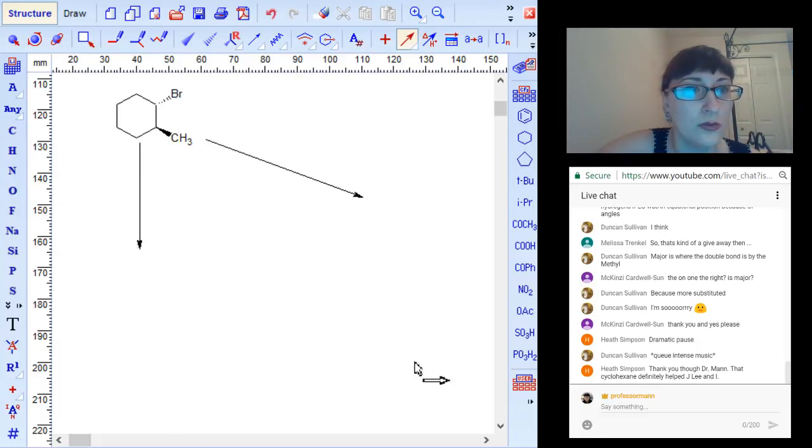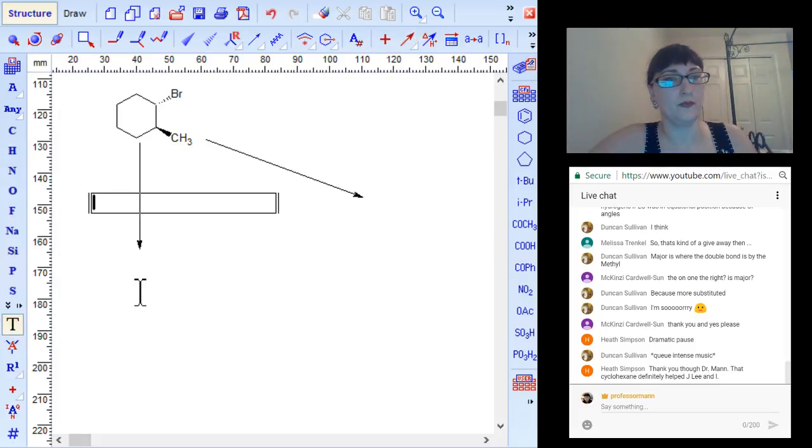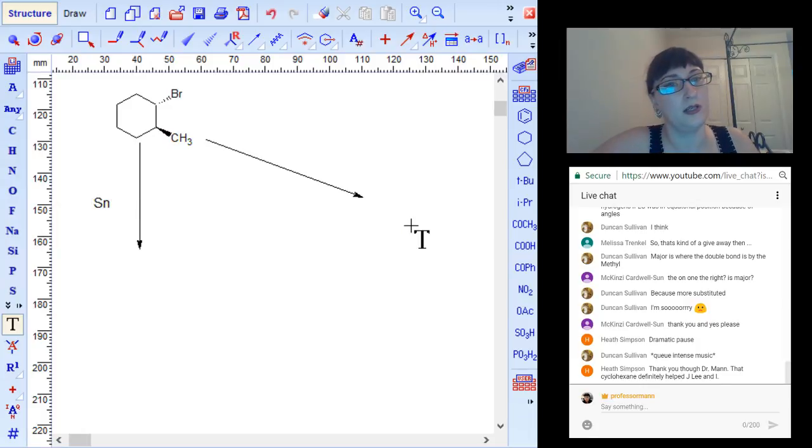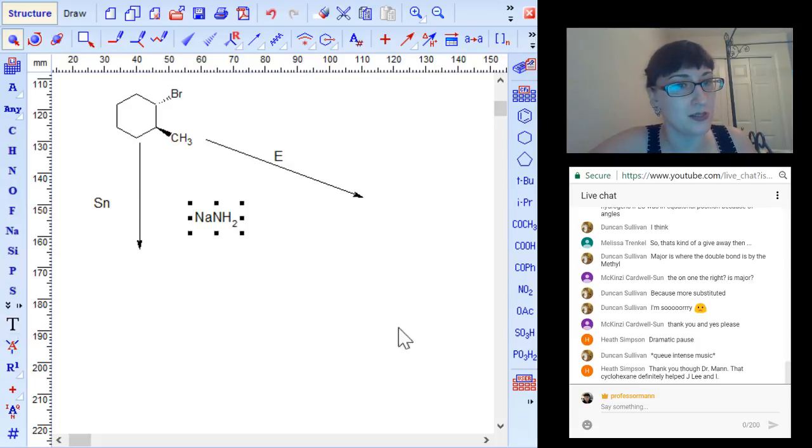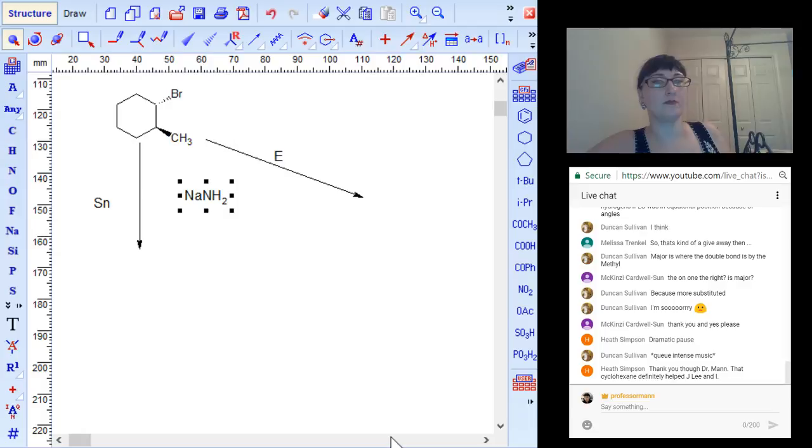So let's do an SN reaction. Let's do an elimination reaction. And let's use for our nucleophile/base sodamide. Okay. Work amongst yourselves. Work with a buddy if you can, if you're with one.